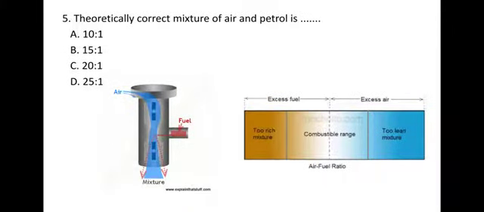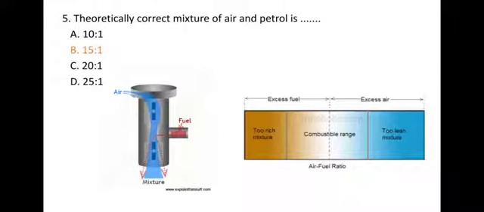Next question: theoretical correct mixture of air and petrol is. The answer is 15:1. That means 15 parts of air and 1 part of fuel. That is the theoretical correct mixture of air and petrol.